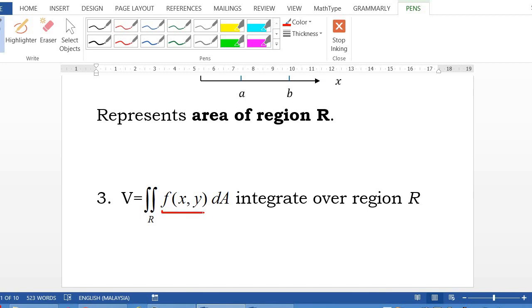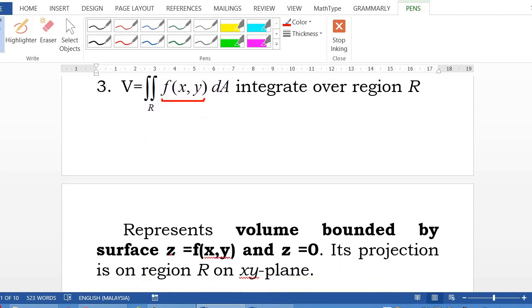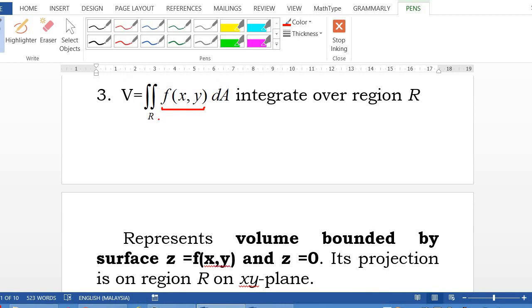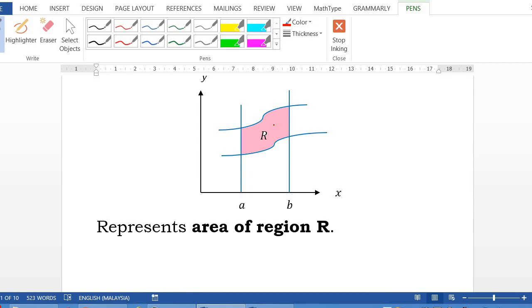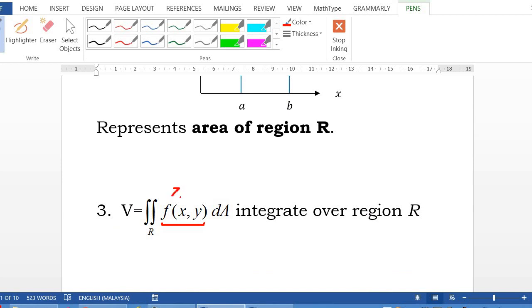If the integrand is no longer 1, but is a function f(x,y), and if f(x,y) represents the surface z, then this double integral represents the volume, bounded by the top surface z equals f(x,y) and the bottom surface z equals 0, where its projection is on region R. The region R is the area, multiplied by the height z, and you get the volume.